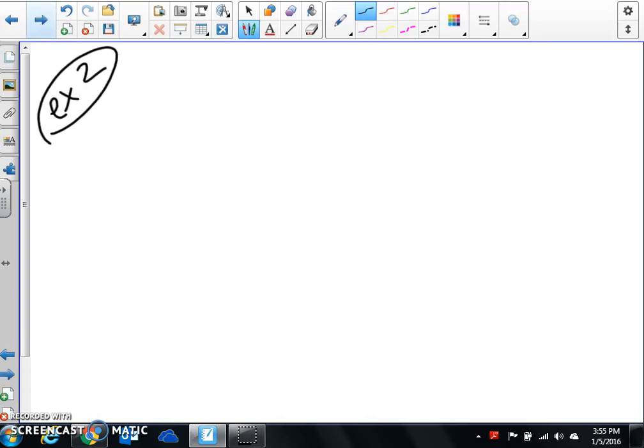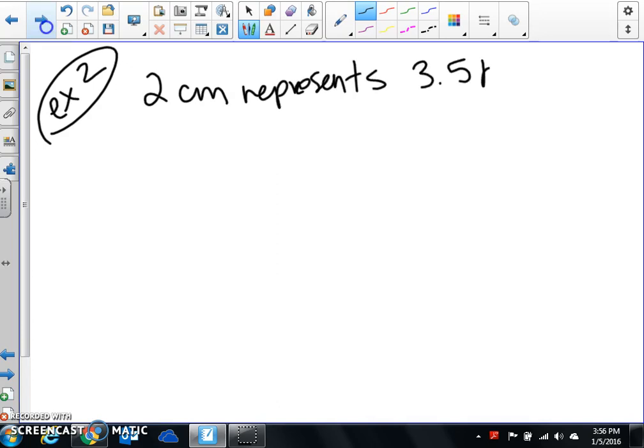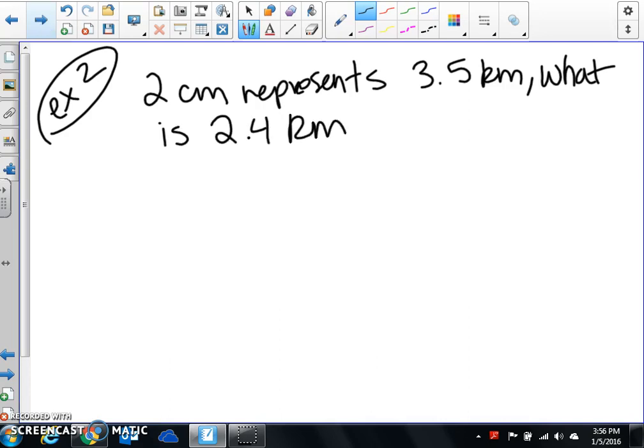Example 2. All right. 2 centimeters represents 3.5 kilometers. What is 2.4 kilometers in centimeters?